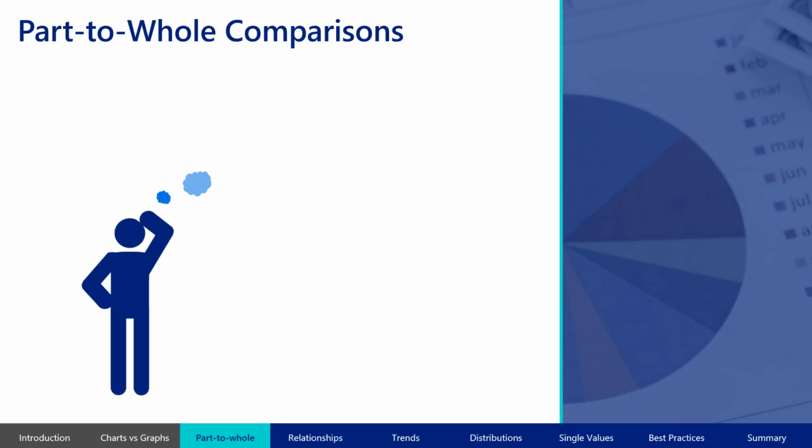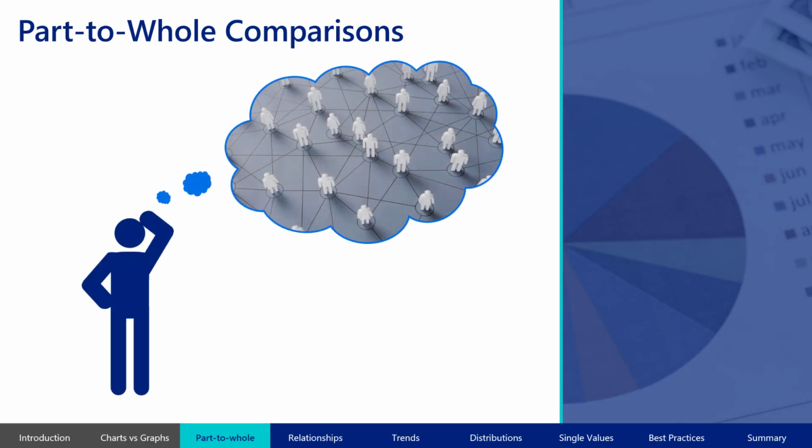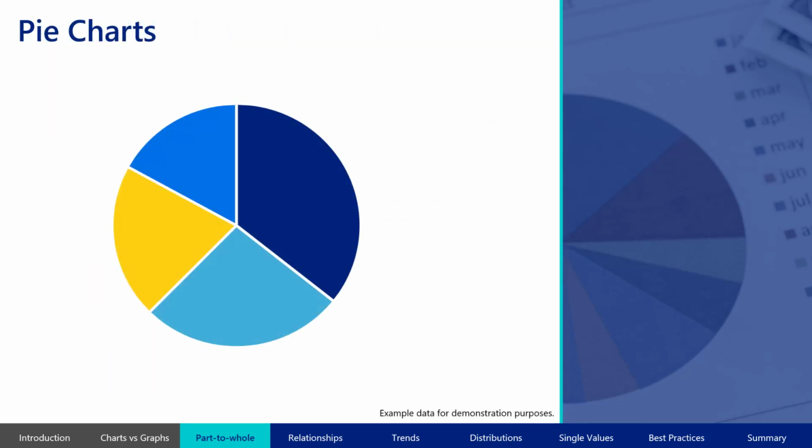Part-to-whole comparisons are useful if your audience is interested in information such as which service category within a program is utilized the most, or utilized the least, or which department within the organization has the highest proportion of vacancies. One chart commonly used to make part-to-whole comparisons between groups or categories is the pie chart.